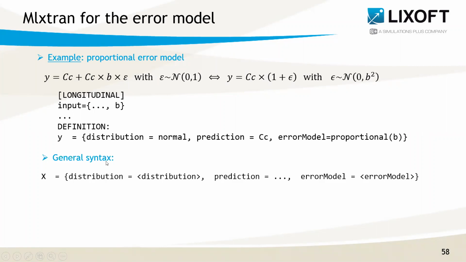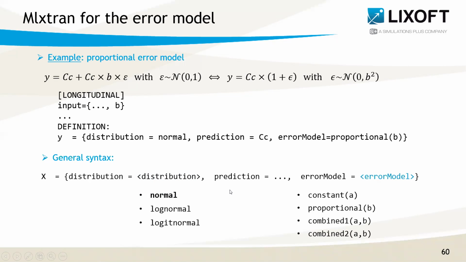Let's also check the general syntax. So again, y equals a distribution. I have several options for the distribution. The most common one is the normal distribution. So let's see how to combine it with different error models. We can have a constant error model, and it looks like this, or proportional as above. Combined one has both a constant and a proportional term. And combined two is the same, but relies on two different epsilons. So those are the different options for the error model.